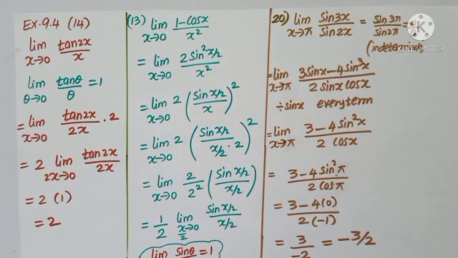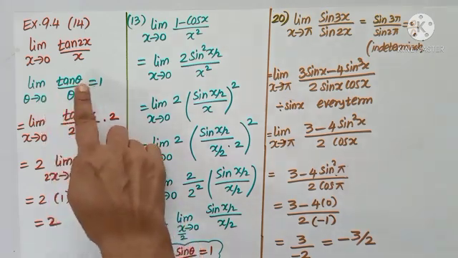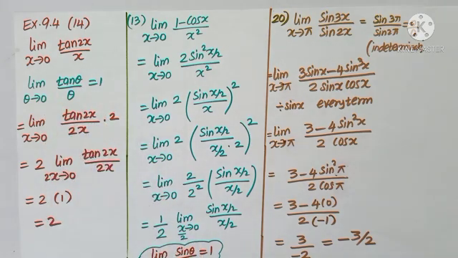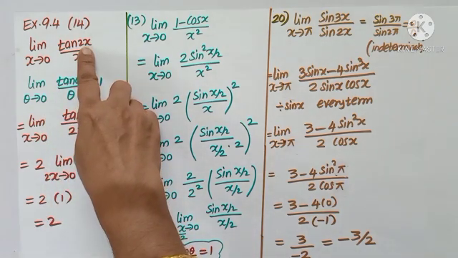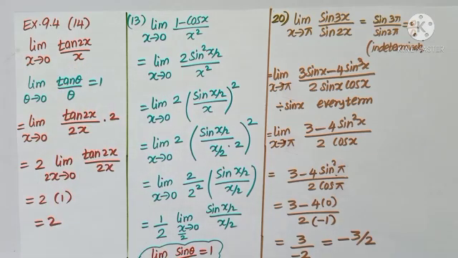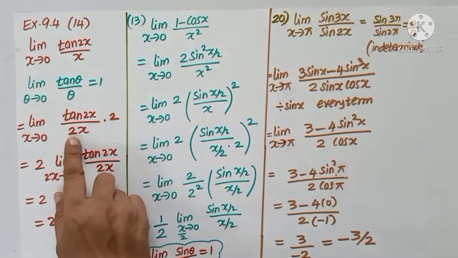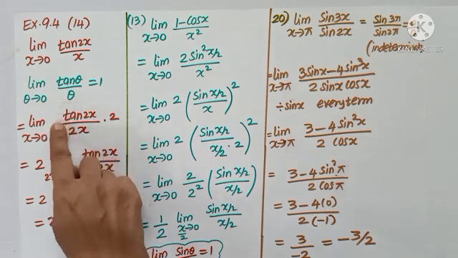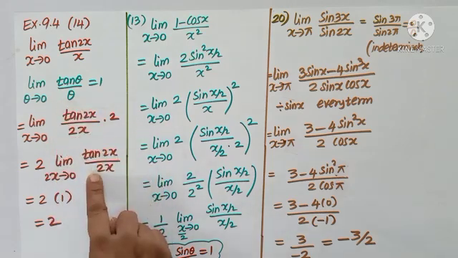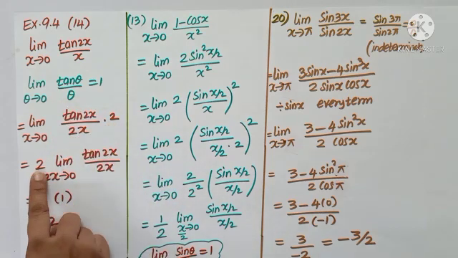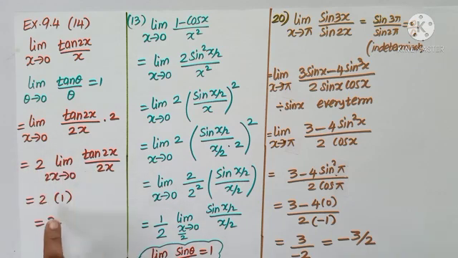Question number 14, limit x tends to 0, tan 2x by x. We recall the formula, limit theta tends to 0, tan theta by theta is 1. If I have 2x, I need 2x in the denominator, so multiply and divide by 2. This full thing reduces to 1. Bring 2 out of the limit. 2 into 1 gives rise to 2.